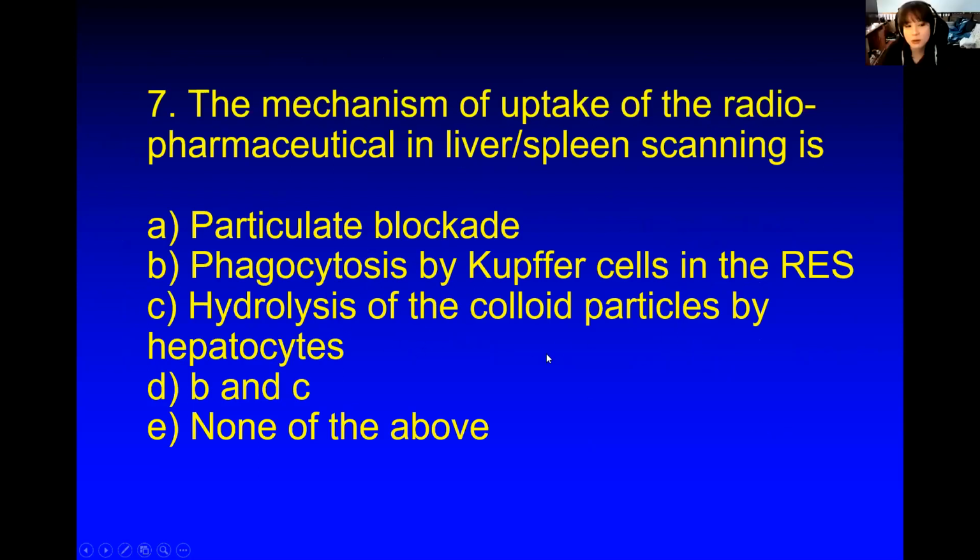Okay. That's not with liver spleen, right? B is the correct answer. I just made that up. Hydrolysis of colloid particles, I don't even know what that means. It won't, but it doesn't take place. So the correct answer is B.